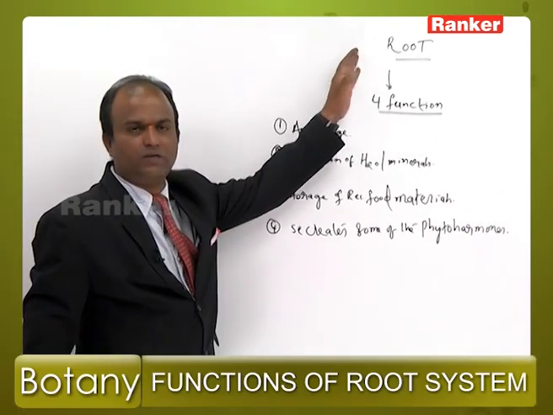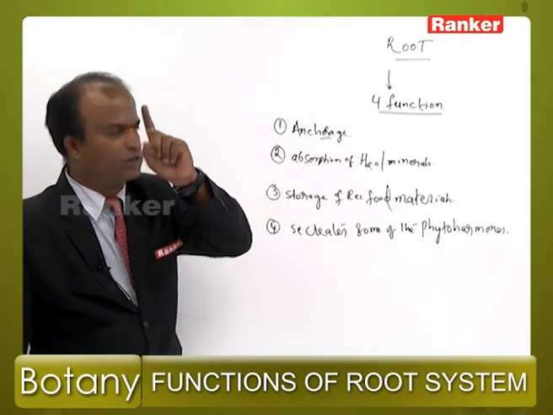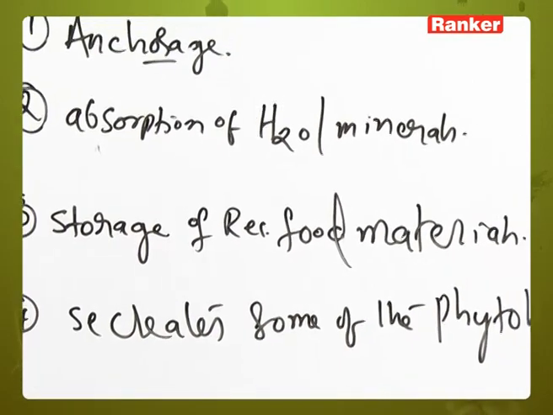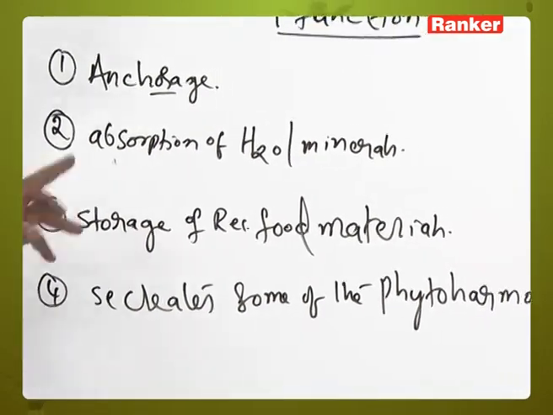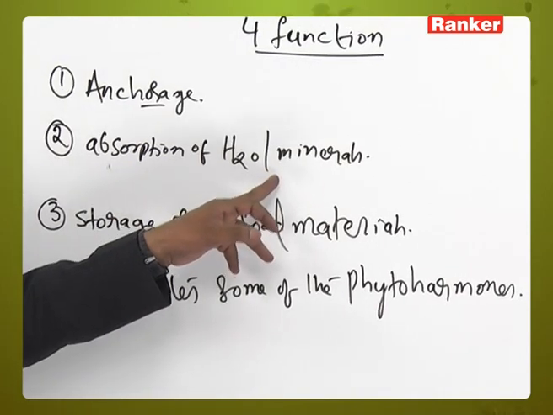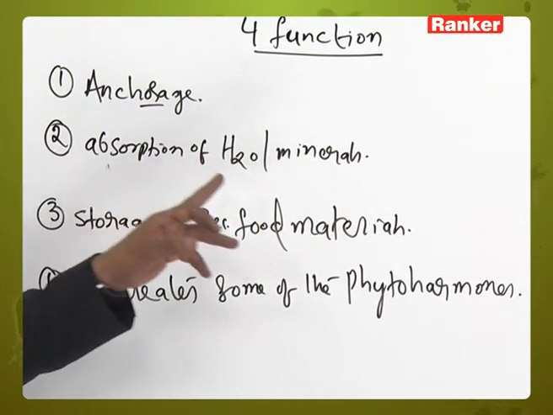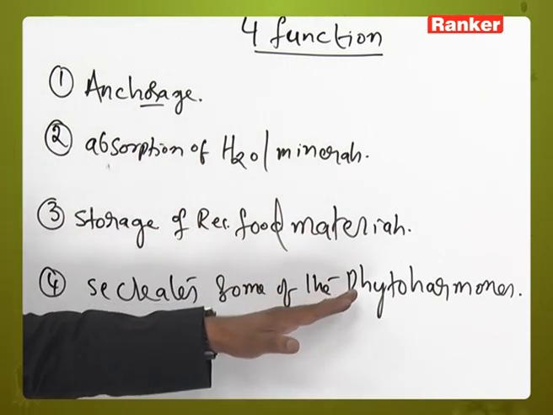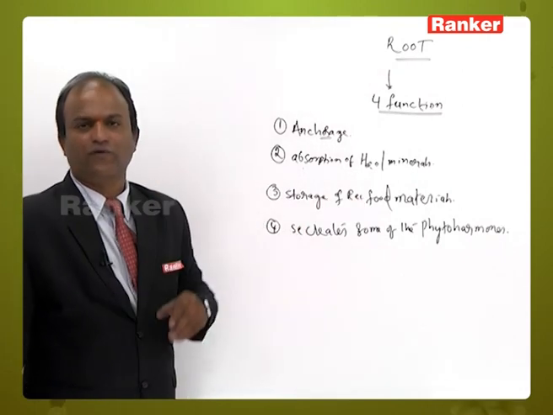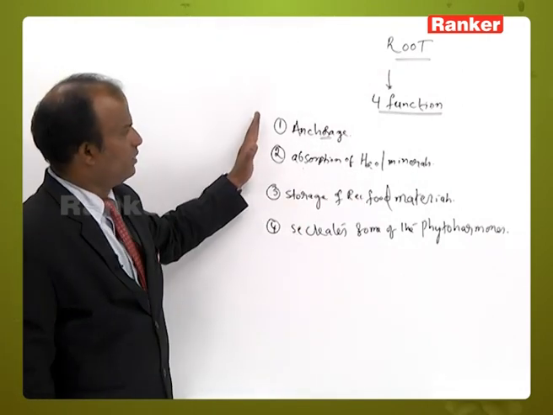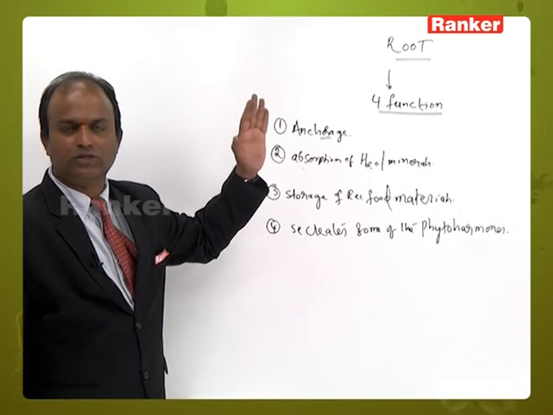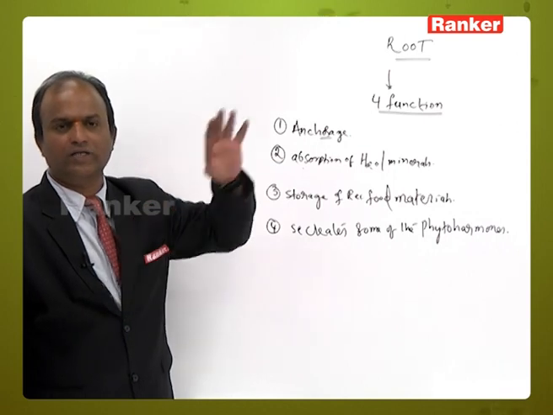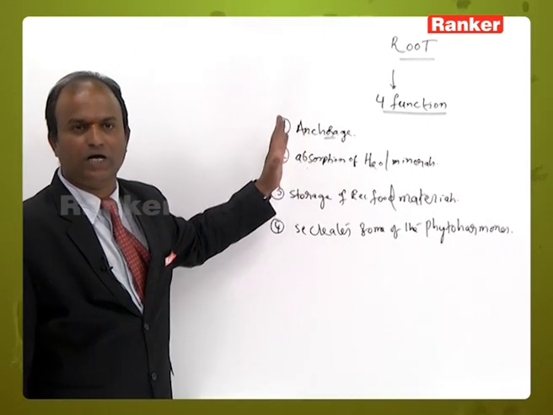That means the root system performs four functions. Of that, the first function is anchorage, due to which the plant can withstand along with them only. The absorption of water and minerals is the second function. The third function is storage of reserved food materials. And the fourth function is that it helps in secretion of some phytohormones, by means of which we complete the root system, the types of root system and their characteristic features up to now.